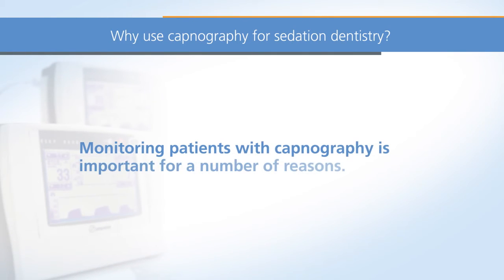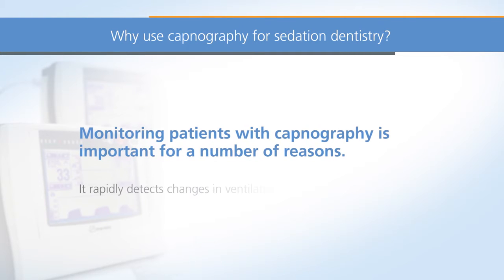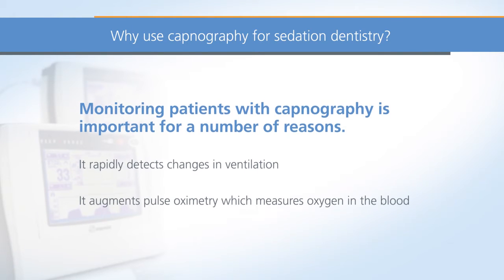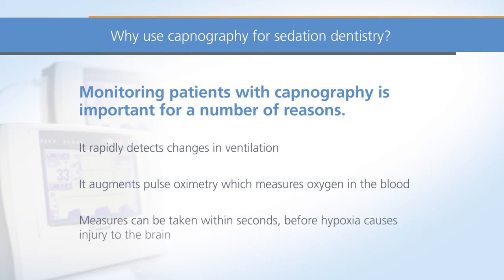Monitoring patients with capnography is important for a number of reasons. It rapidly detects changes in ventilation, such as hypoventilation or respiratory depression, which may be caused by the medications the patient is receiving during the procedure. It augments pulse oximetry readings, which reflect the patient's blood oxygen level and can be delayed by minutes. And lastly, remedial measures can be taken expeditiously within seconds before hypoxia can result in an irreversible injury to the brain.